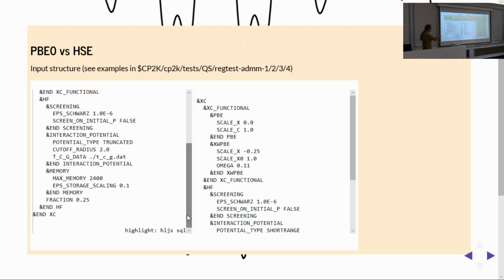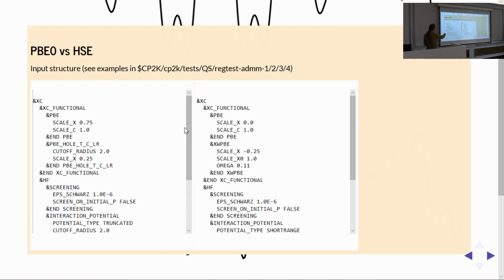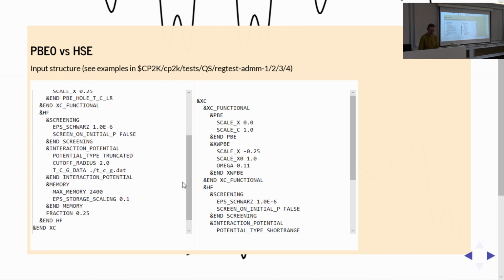You may or may not need to specify where this file is. It should just be found in a modern version. Fraction of the Hartree-Fock, 0.25, so it's 25% Hartree-Fock exchange and 0.75, 75% PBE exchange. So those want to match. So probably what you'll be wanting to change for this recipe would be the cutoff radius, the fraction of Hartree-Fock, the fraction of GGA exchange. There's this magic keyword EPS_STORAGE_SCALING. I won't go into it, include that. It just compresses the integrals a bit so they take up less space.